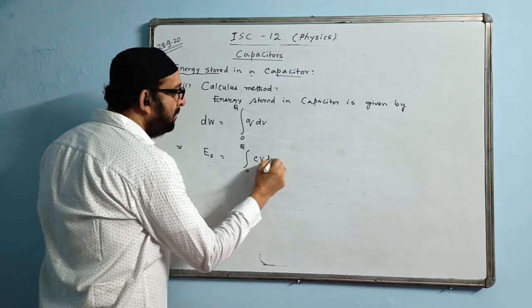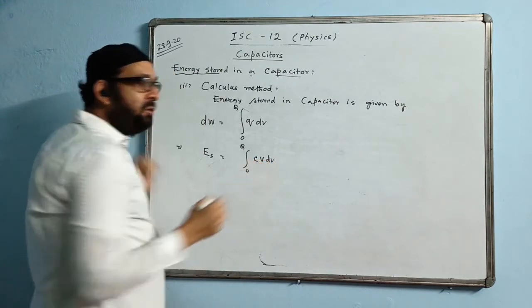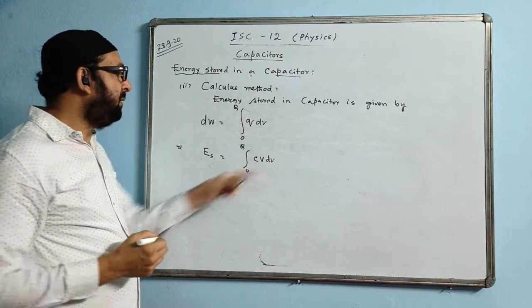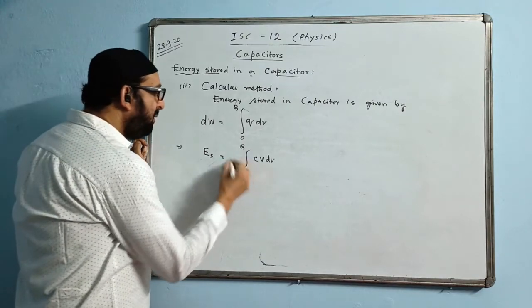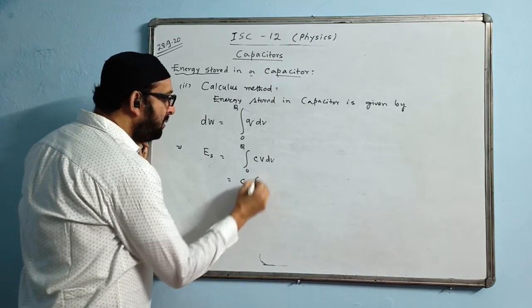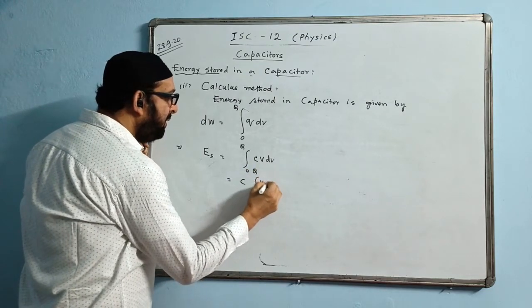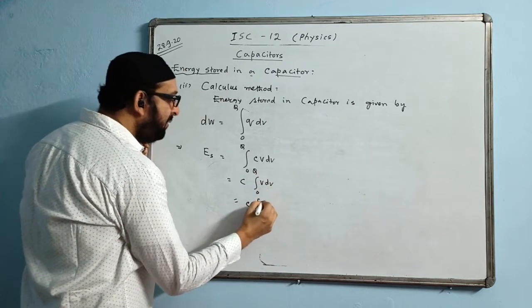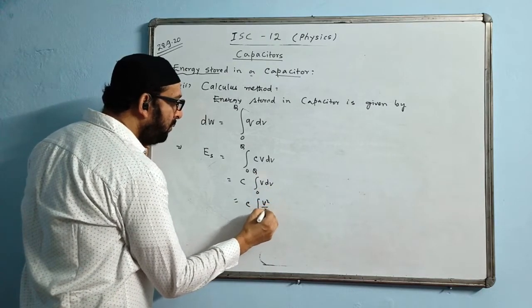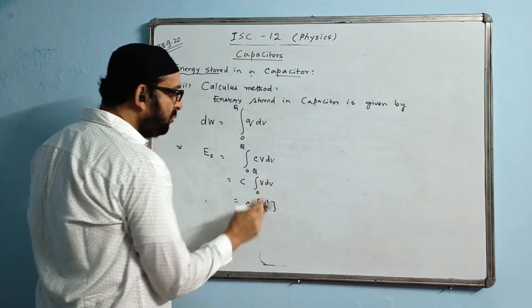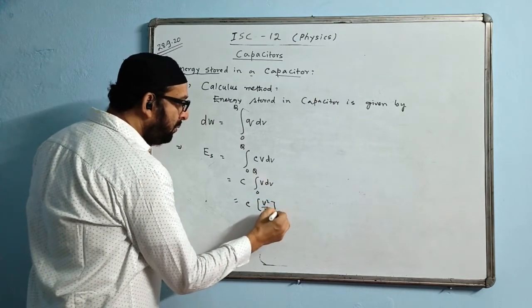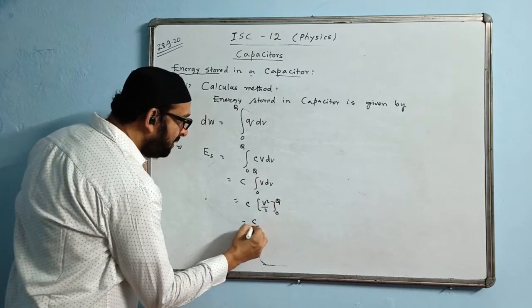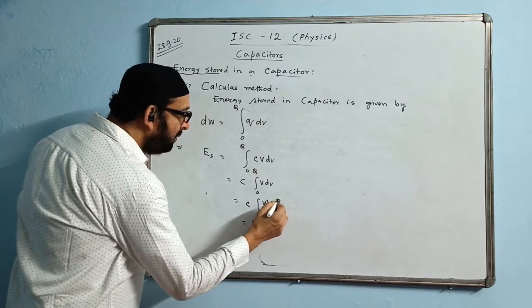We write here integral from 0 to Q. The q value we will write as CV, because we know C is equal to Q by V, therefore Q is equal to CV. C will come out, being a constant, and here we get V dV. What is the integration of V dV? It will come V squared by 2, like the integration of x dx is x squared by 2. Here we will put the limits 0 and Q, and we get C by 2.